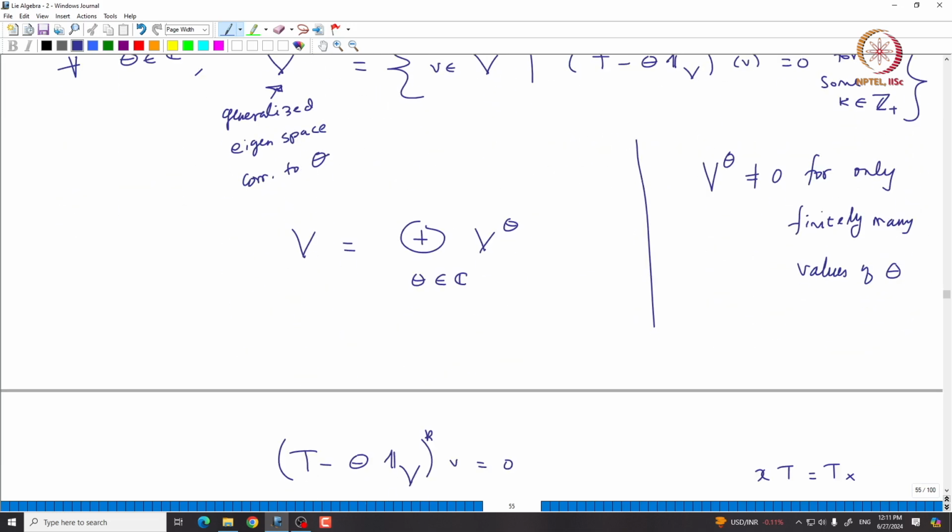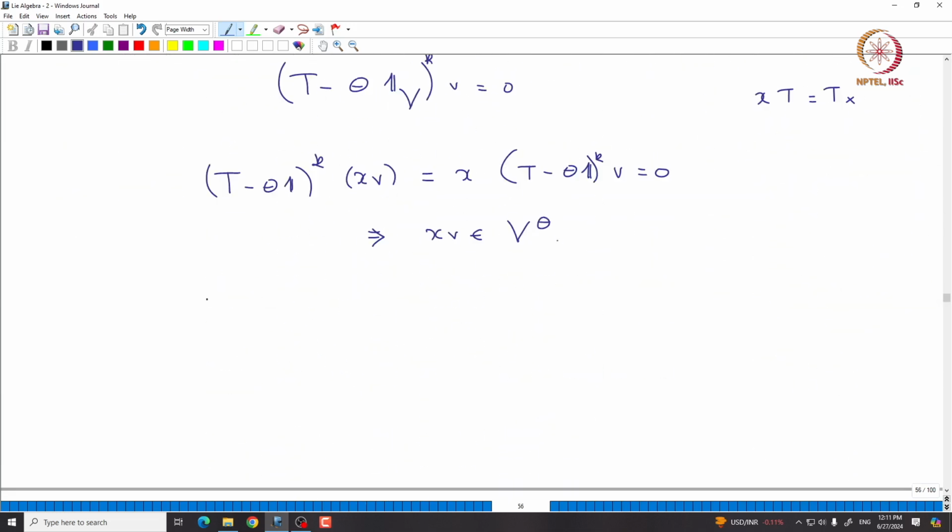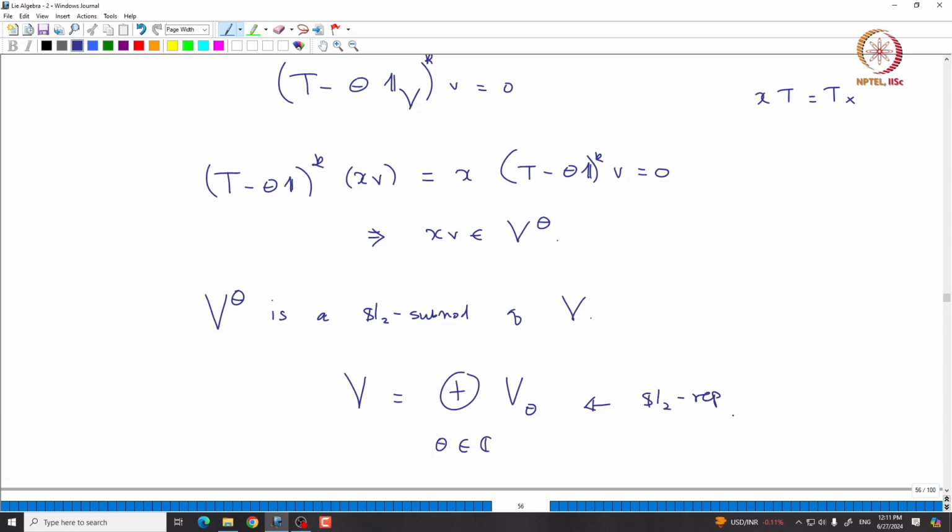So that means V theta becomes an SL2 submodule. V theta is an SL2 submodule of capital V. So we have V being the direct sum of V theta, where theta varies over C. This is indeed an SL2 representation decomposition.